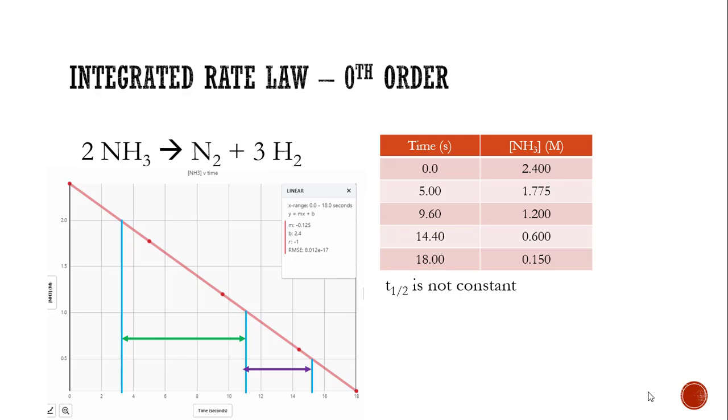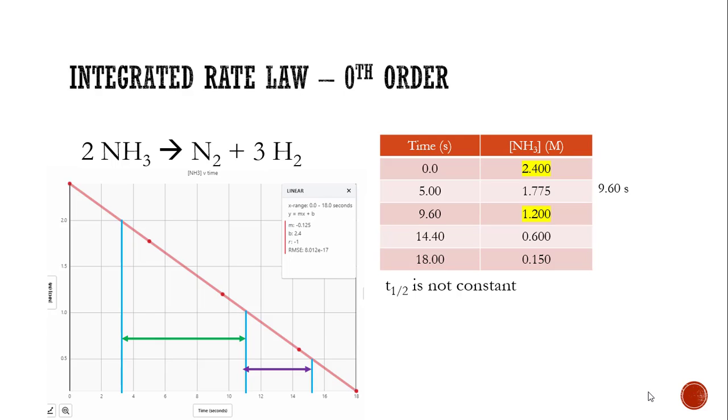Sometimes on the data set, you can also do this. And in this data set, you can. If you look at the data, you see that at time 0, you've got 2.4 molar, and at 9.60 seconds, you have 1.2 molar. That is a half-life, and that's 9.60 seconds.